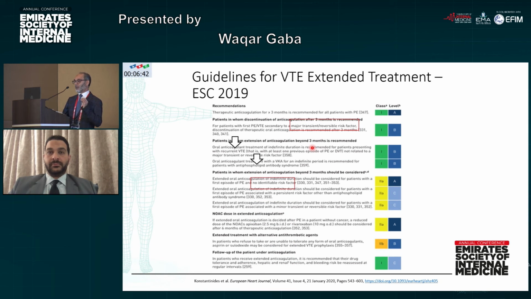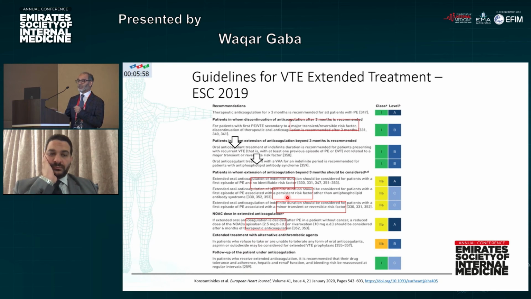The patients you have identified who have no identifiable risk factors, or who have a persistent risk factor, again, are the ones we should be considering extending beyond 3 months. When you have a minor transient or reversible risk factor, this is another condition where you will consider extending it beyond 3 months. So we have 2 definite ones, recurrent VTE and antiphospholipid syndrome, where you will almost for sure extend, and you will consider extending if you have no identifiable risk factor, which we used to call unprovoked, if you have a minor transient risk factor, or if you have a persistent risk factor, like cancer, for instance.